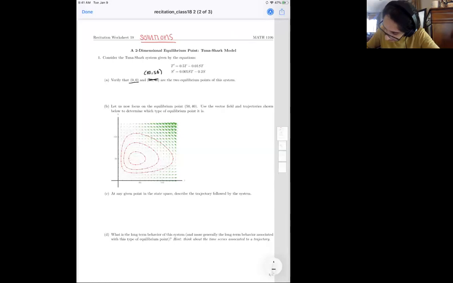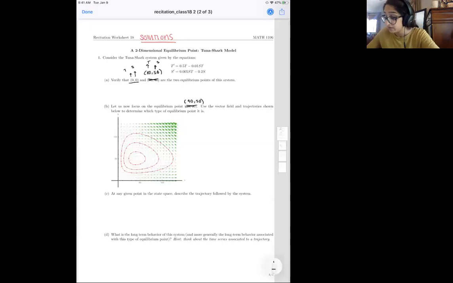Just to clarify, the first coordinate of the point corresponds to the tuna population, and the second coordinate corresponds to the shark population. And so I'm going to change this question too.